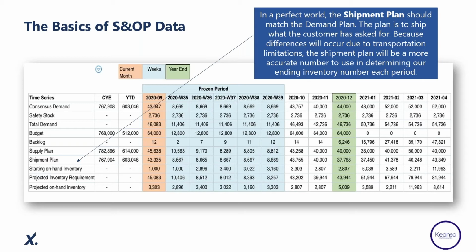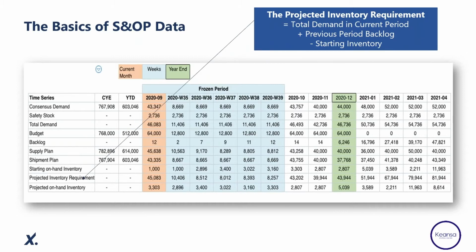Projected inventory requirement. This is an important number. This is per period. So my projected inventory requirement in each period is what I would tell my supply people that I need. So it would be my total demand in the current period, which would be my consensus demand that sales has come up with, plus my safety stock. So that's my total demand, plus my previous backlog. So any shipments that I still need to make from previous periods, minus the inventory I already have in stock. So if I have some inventory in stock, obviously I don't have to make it. That can go against my projected inventory requirement.